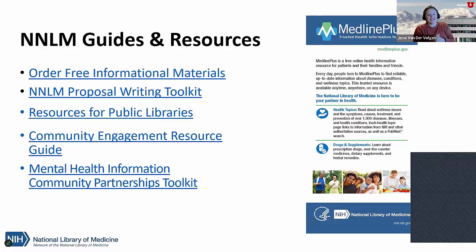NNLM also has a variety of resources to help design and implement health programs and resources in your library. We have free bookmarks and other materials. We have curated collections that feature tools and programs and information materials. The Public Libraries Resource Guide is focused on health information needs in libraries, including programming and collections information. So that might be one to highlight there. We also have things like a community engagement resource guide and mental health information community partnerships toolkit.